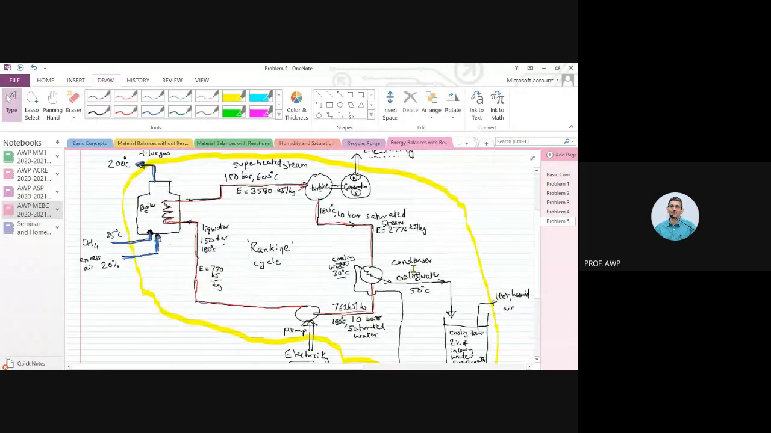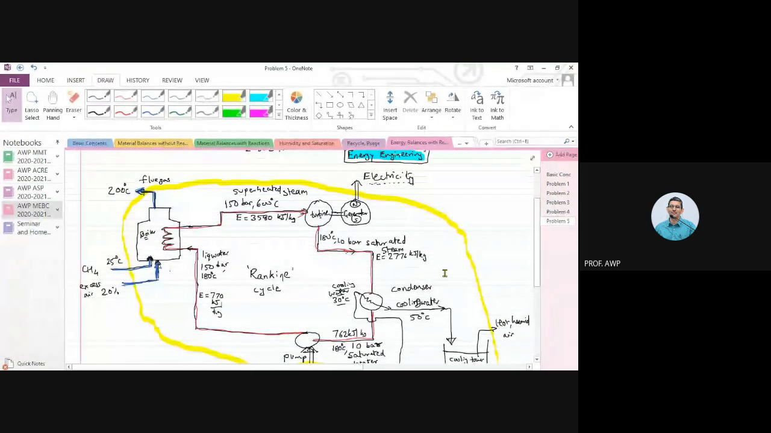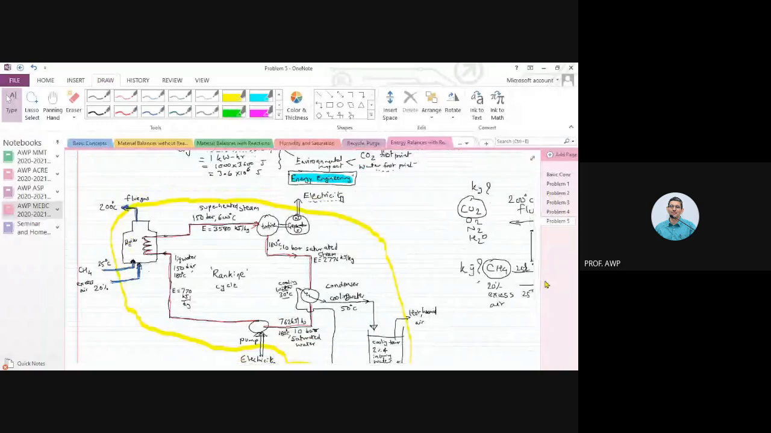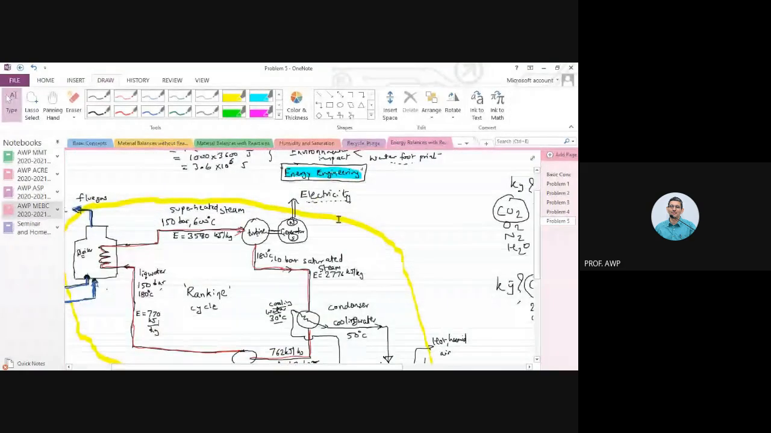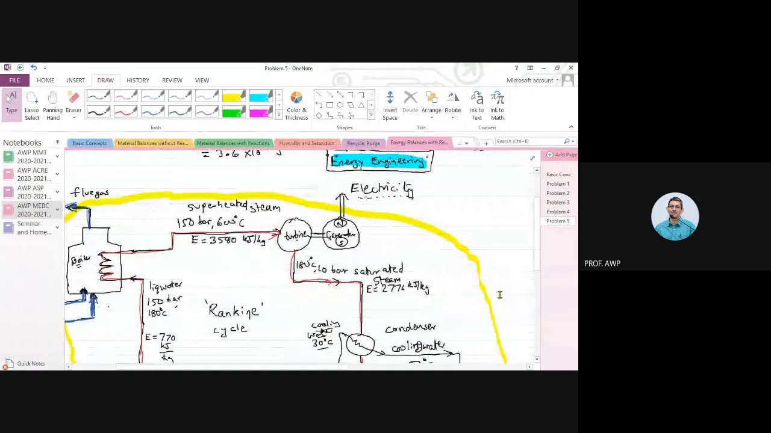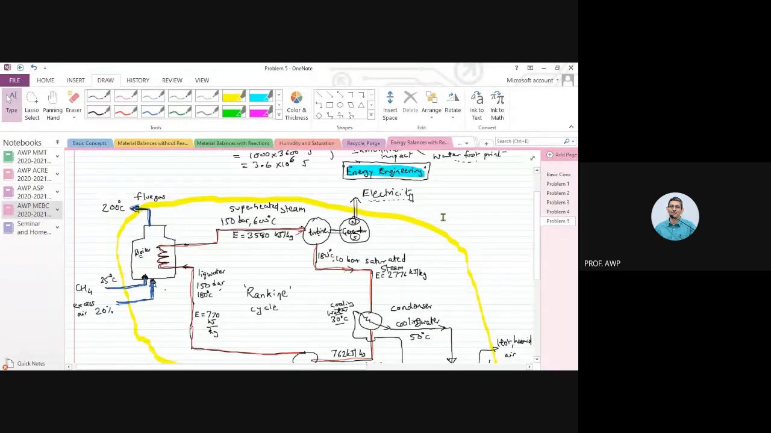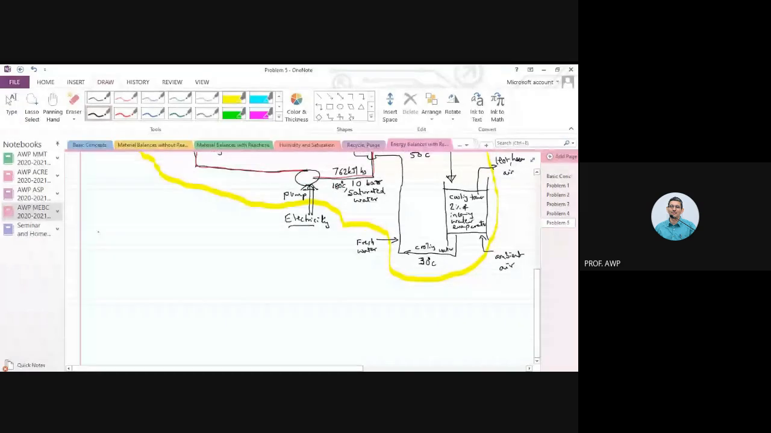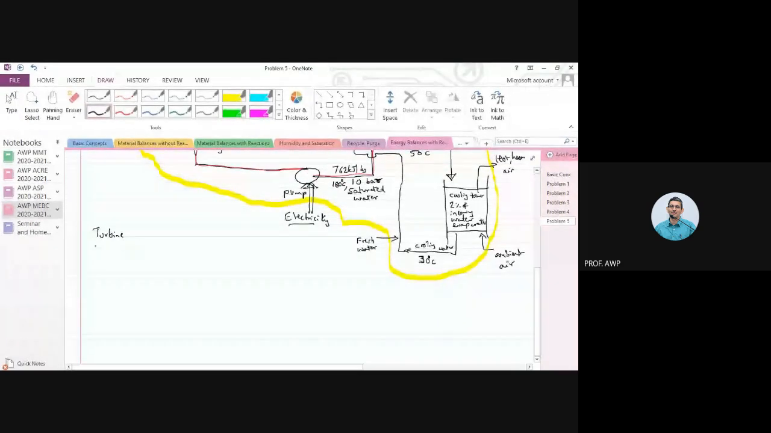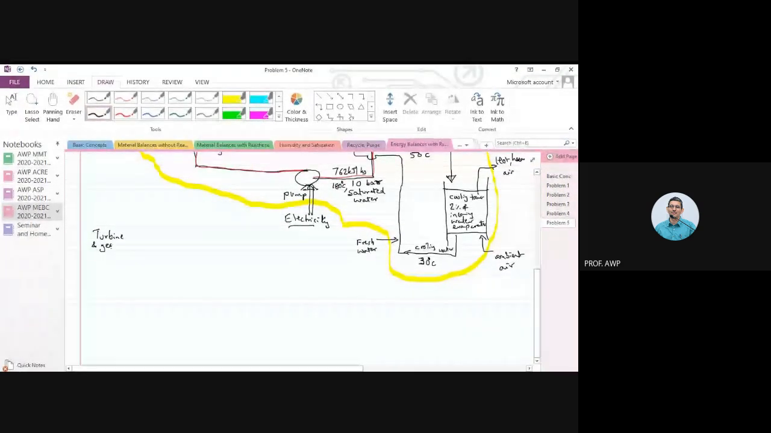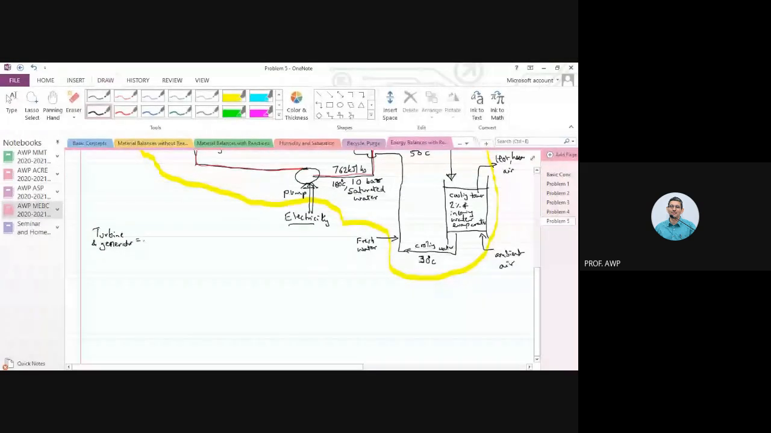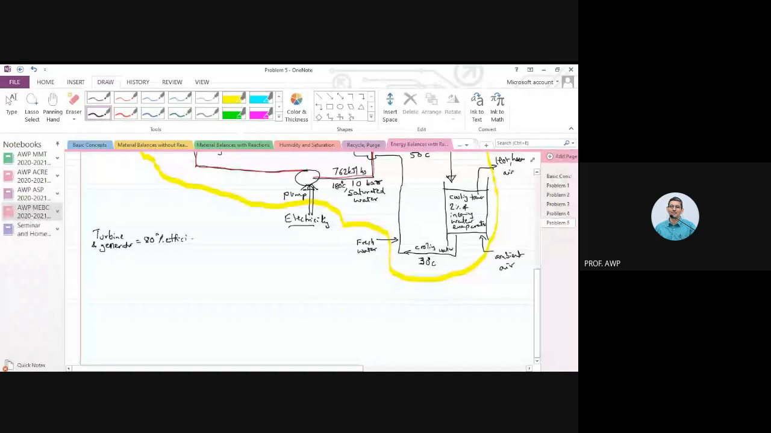Let me just give you a couple more sets of data. Assume that this turbine and generator combination has, let me write it here, turbine and generator has 80% efficiency. And let's also say that this pump also has 80% efficiency.